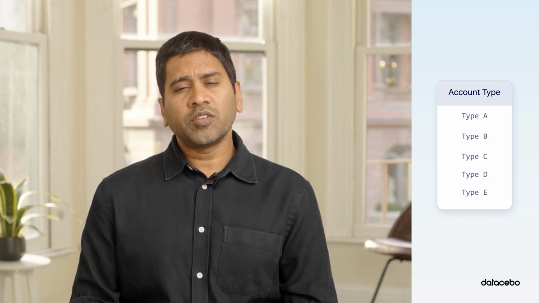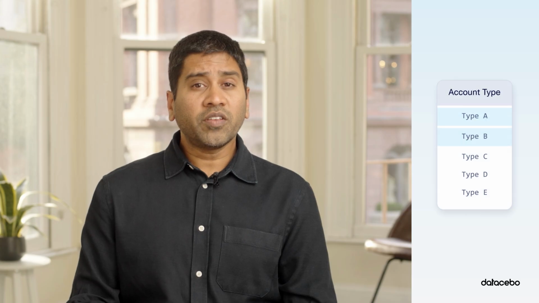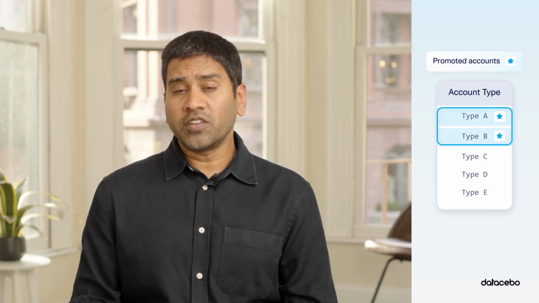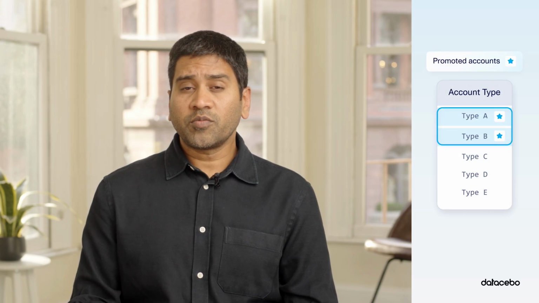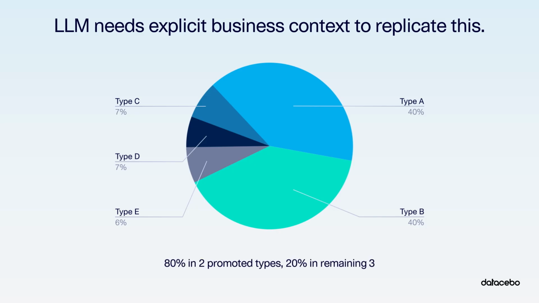Next, consider a column in your data like account type, which can take one of the 5 possible values. In your business, you might promote certain accounts more heavily, so naturally, more customers sign up for them. In your real data, this could mean that 80% of the customers have 2 promoted account types, while the remaining 3 account types make up just 20% of your customers. The LLM does not automatically know this context, so you need to provide it. You can then instruct it to generate synthetic data where 80% of your accounts are of the first 2 types, and the remaining 20% are distributed among the other 3 uniformly.